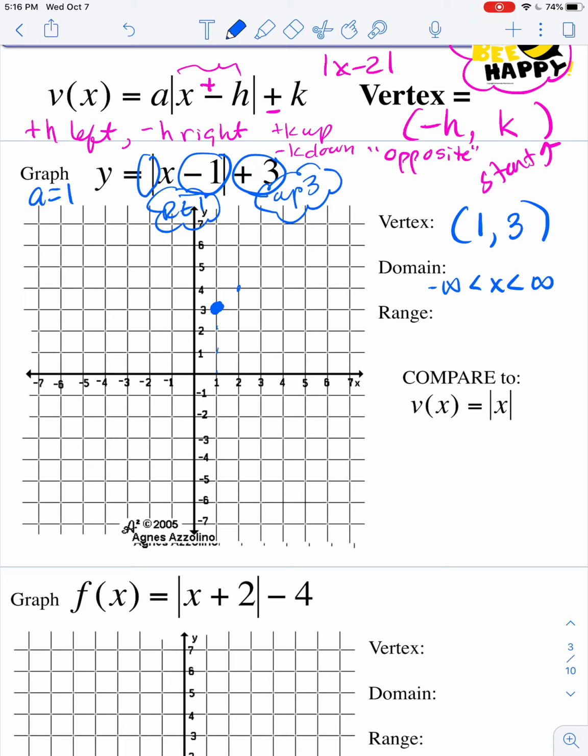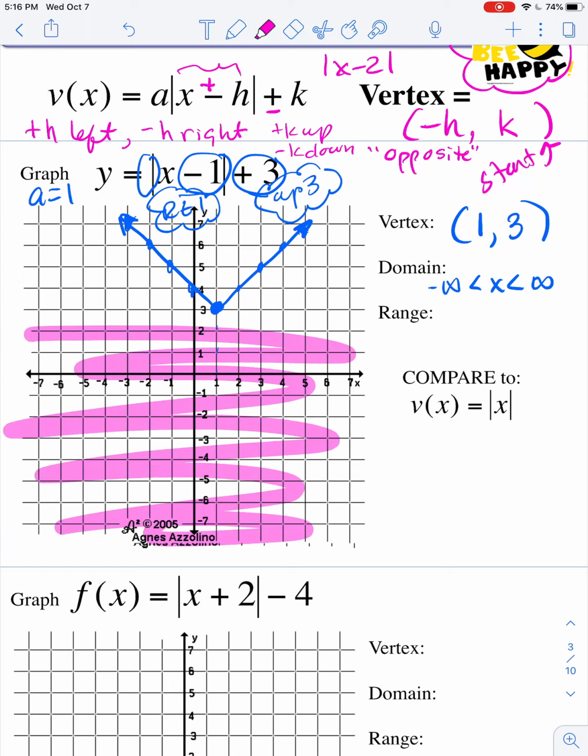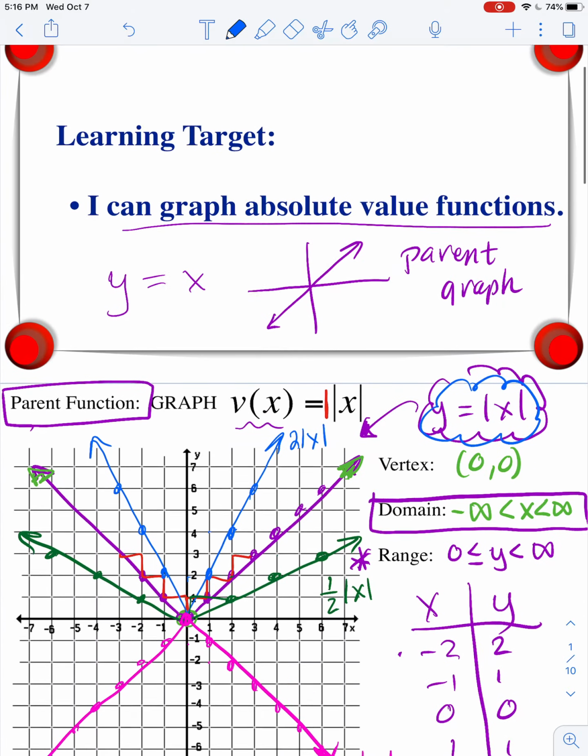But what I use that as, again, is my slope from this vertex. Up 1, over 1, up 1, over 1, up 1, over 1 for my right side. And then I mirror that on the left side. And that, my friends, is the graph of that particular function. And now I can look and say, okay, my range, I don't need any of this. I only need from this lowest point of 3, which is included, up until infinity.